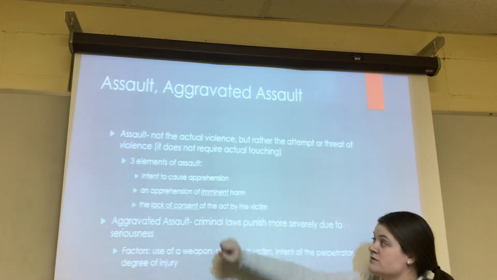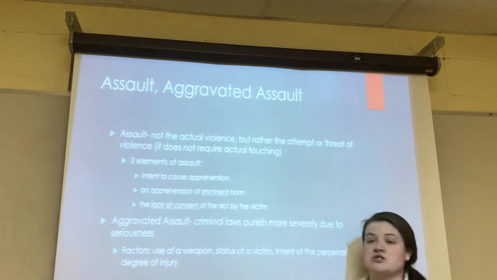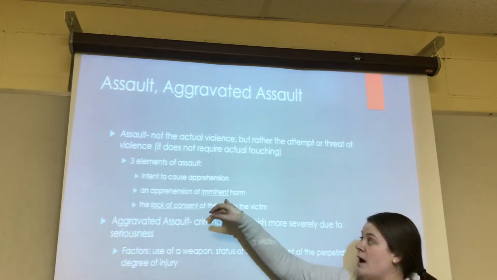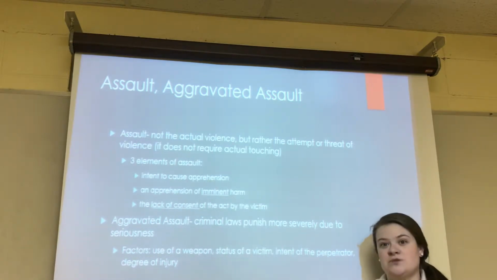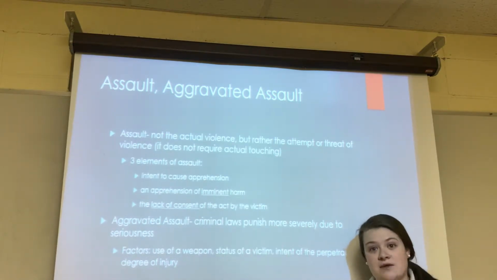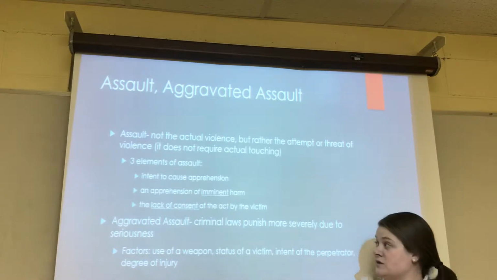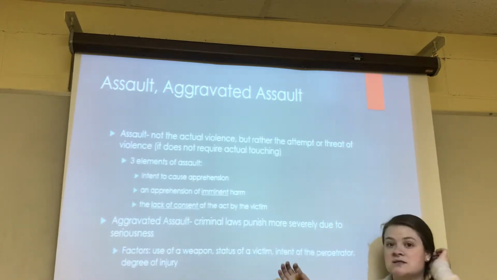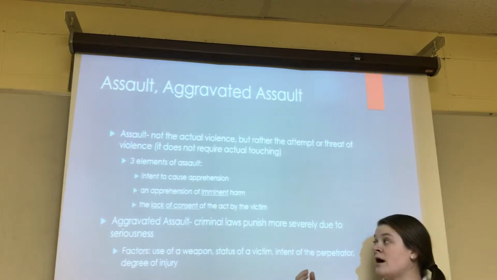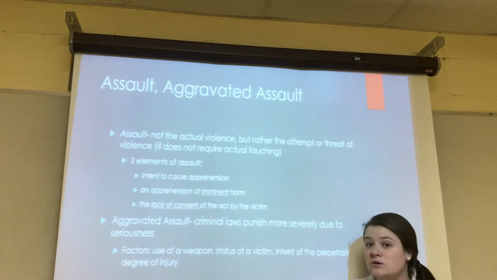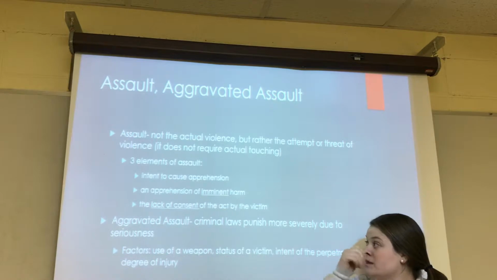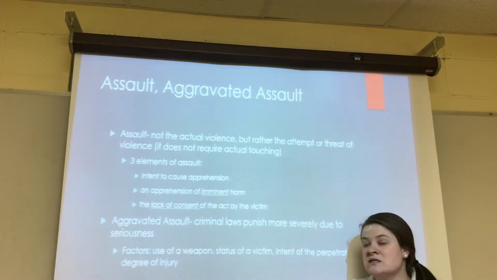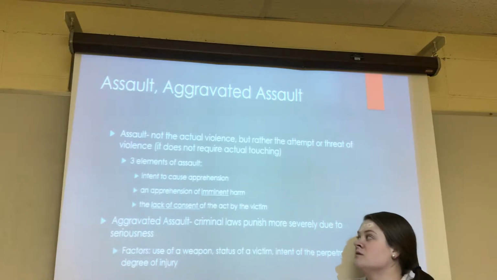So three elements of assault. Intent to cause apprehension, okay? So placing that fear on someone. Apprehension of imminent harm. So it's usually assault and battery because you're scared of the battery. So there's that apprehension of imminent harm and then a lack of consent. And when you think about it, this could also go into sexual assault. Is that lack of consent, the intent or the apprehension involved in sexual assault.